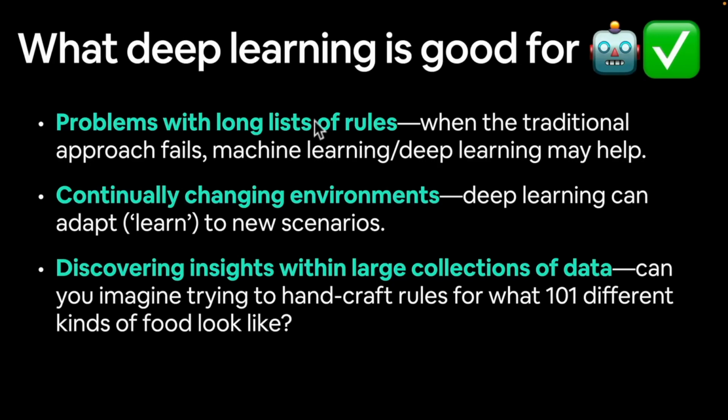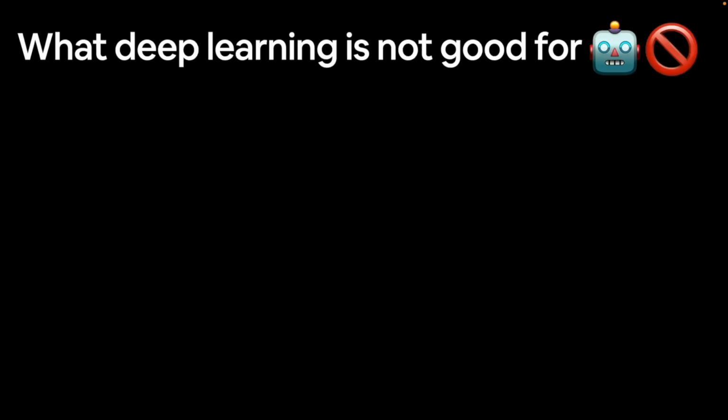So keep this in mind. What is deep learning good for? Problems with long lists of rules, continually changing environments, or discovering insights within large collections of data. Now, what deep learning is not good for, and I'm going to write "typically" here because, again, this is problem specific. Deep learning is quite powerful these days and things might change in the future. So keep an open mind.